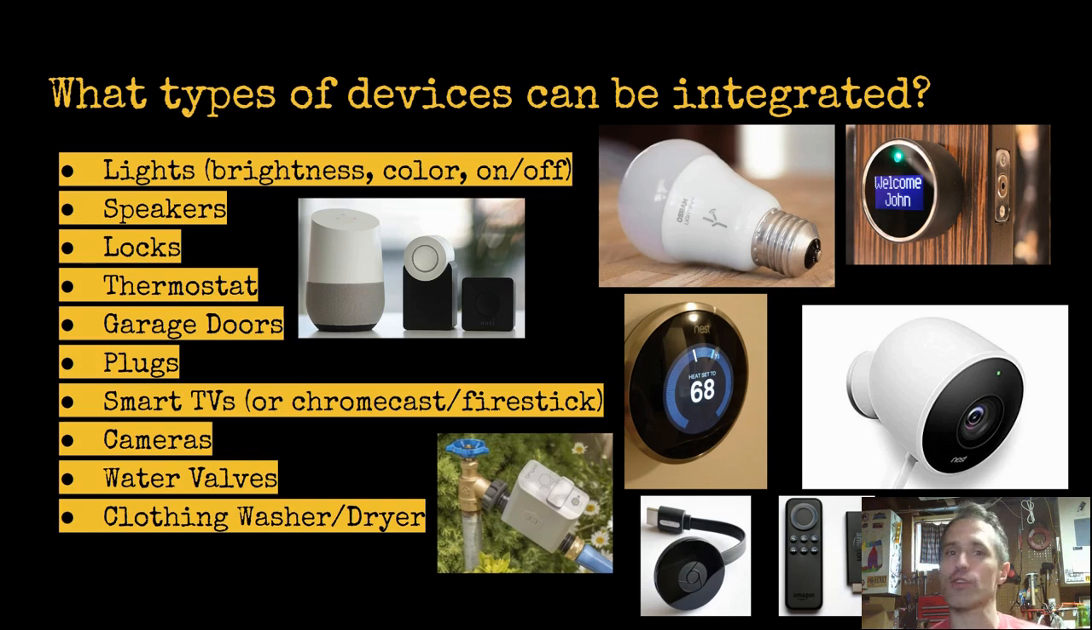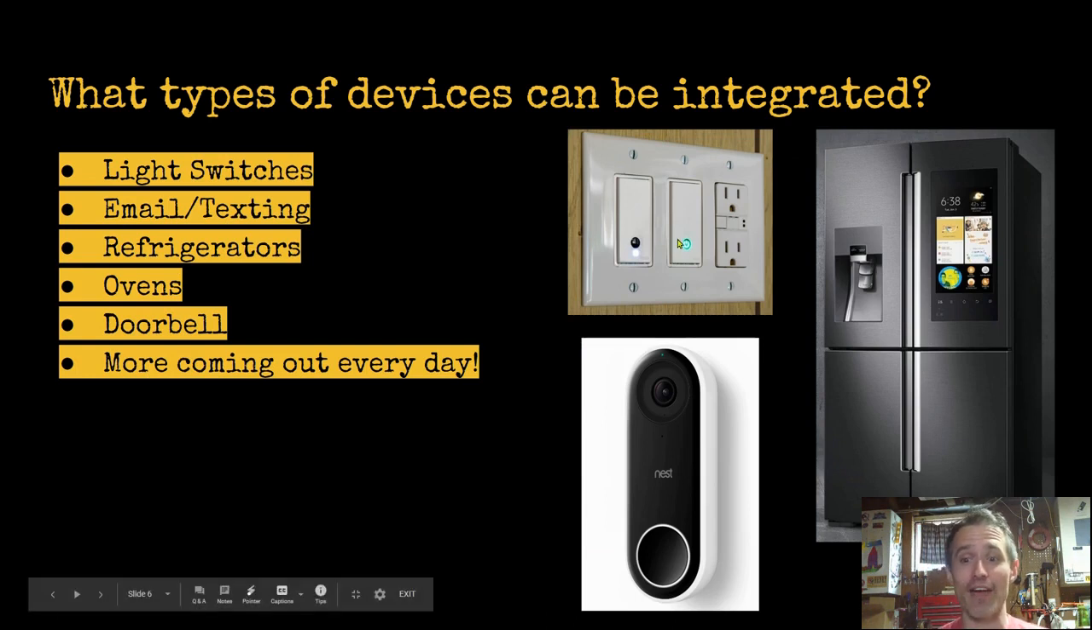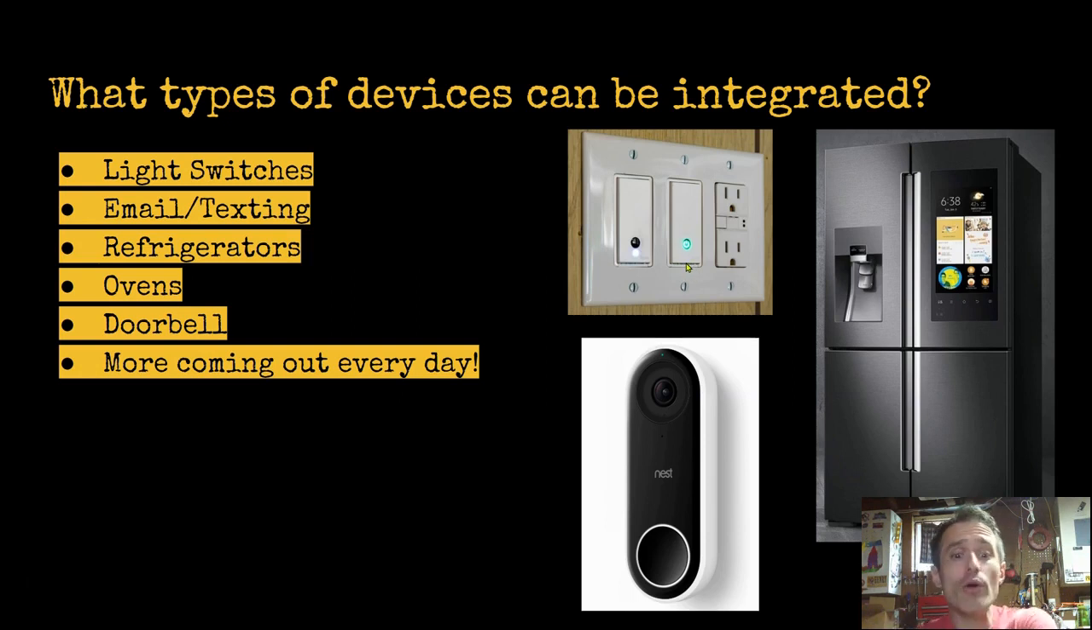There are clothing washers and dryers. They'll text you or email you when they're done. You can see information about your loads. There are light switches. So instead of having a plug, you could have the light switch controlled, which could be pretty cool. You can integrate a lot of email and texting and giving information. You can have it post on Twitter anytime someone turns on a light in your house or whatever you want to do. I'll talk about that more in a little bit.